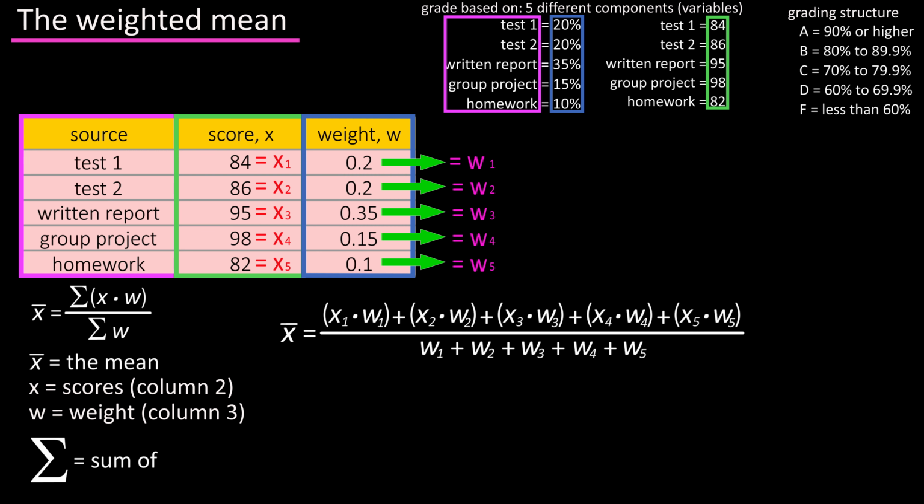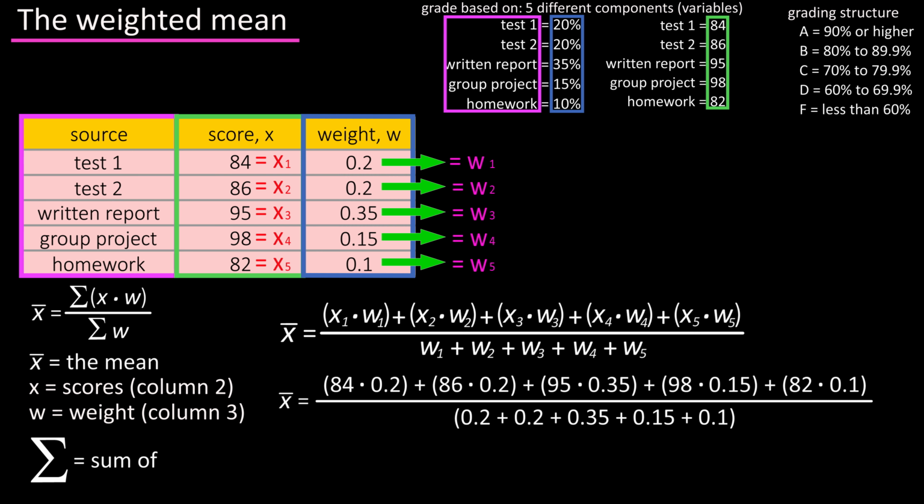In our example, x bar equals 84 times 0.2 plus 86 times 0.2 plus 95 times 0.35 plus 98 times 0.15 plus 82 times 0.1, which equals 90.15. And on the bottom, we have 0.2 plus 0.2 plus 0.35 plus 0.15 plus 0.1, which equals 1. So 90.15 divided by 1 is 90.15, and that is your mean. So your grade in this class is an A.